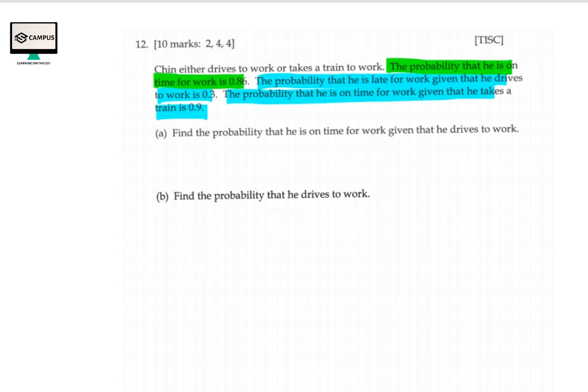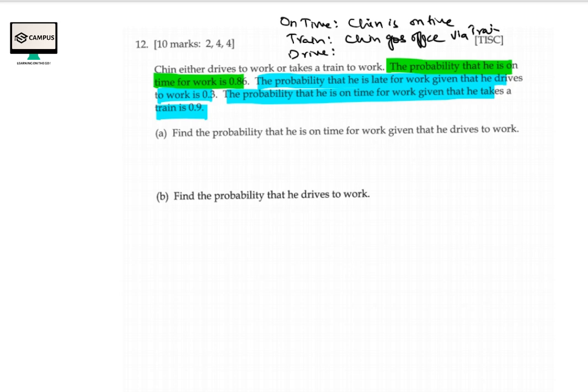Let me write here. Let's say on time be one event where Chin is on time in office, right? And train be the event when Chin goes to office via train. And similarly, drive be the event when Chin goes to office by driving. All right, so let's move to part A.